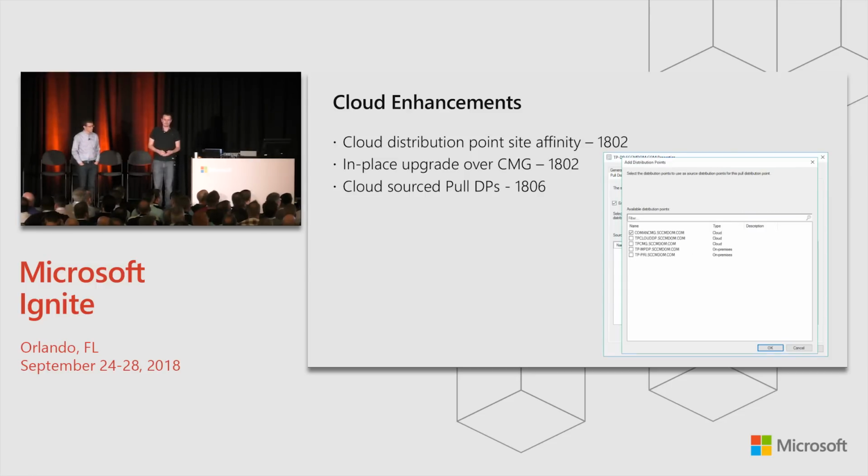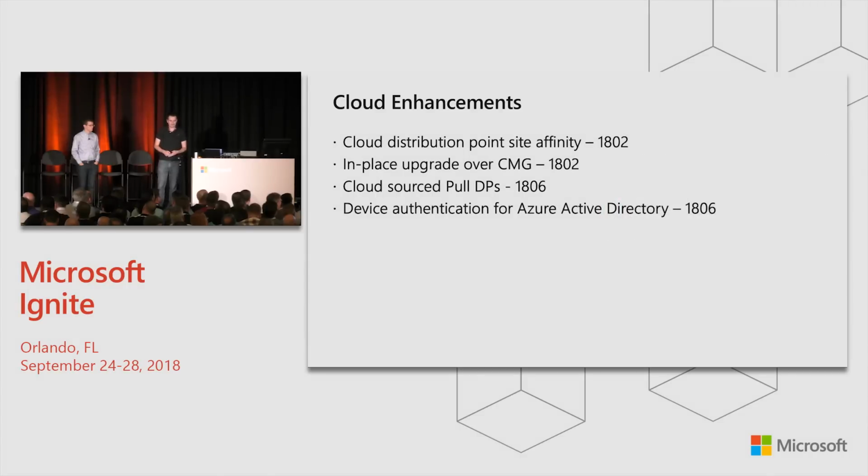Starting in 1806, the cloud distribution points just appear in the same way that an on-premise distribution point does when you're specifying the source distribution points. In 1806, for Windows 10 1803 devices, we now have device authentication. For previous versions of SCCM and previous versions of Windows, the user needed to be logged on in order for Azure Active Directory authentication to succeed. With Windows 10 1803 and Config Manager 1806, we're able to benefit from device authentication, mirroring the behavior that you would have for an Active Directory joined machine going back as, well, Windows that's older than me.